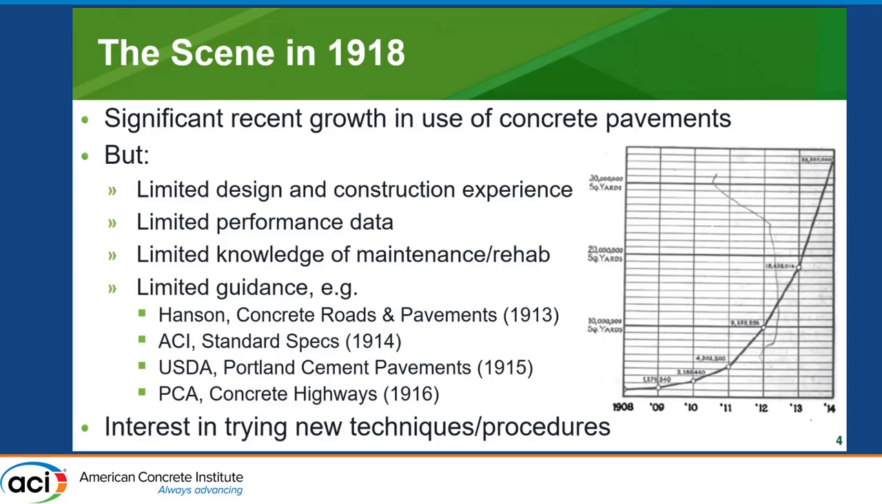What guidance there was, there were several different textbooks that were available. There's a textbook on concrete roads and pavements that was published in 1913. The ACI developed some standard specs in 1914 that featured both one course pavement construction and also two course pavement construction. The U.S. Department of Agriculture, of all agencies, also published some guidance in 1915 on Portland cement concrete pavements. And then the PCA also had a very short flyer on the use of concrete highways that was published in 1916.